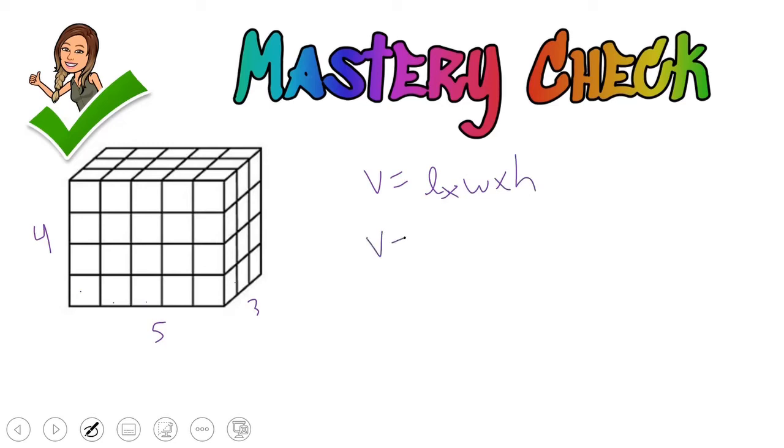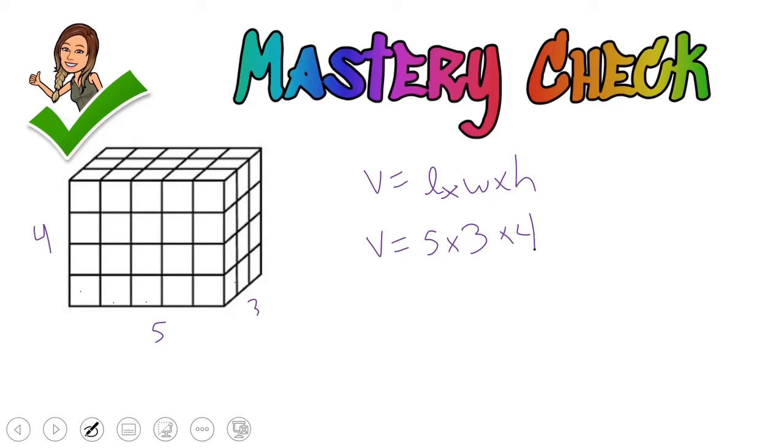So volume is, length is 5, width is 3, height is 4. And remember, when it comes to multiplication, it does not matter which order it is in. The only time it matters which number goes where is for subtraction and division. Just wanted to add that footnote in there since we've been talking about it a little bit in class.